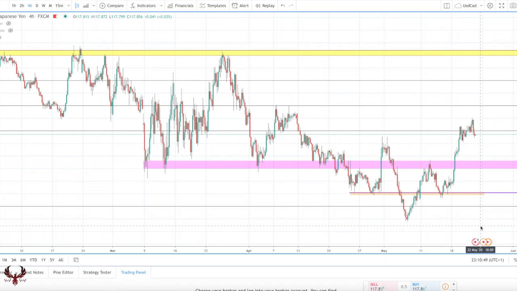Now, trend lines are dynamic support and resistance. So what that means is it's just support and resistance but moving. It's not one flat price. Now we get a trend line after structure is made.